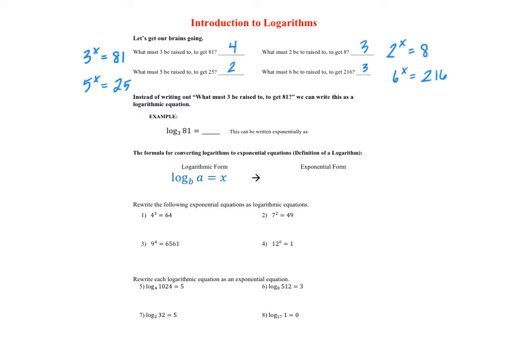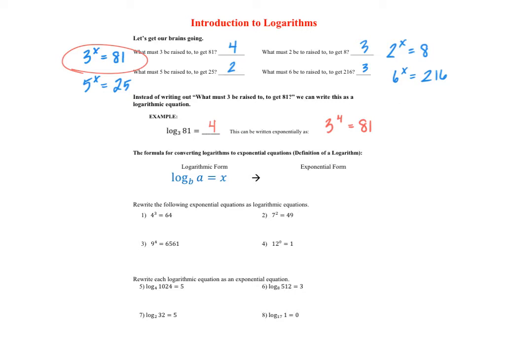Now, instead of writing out what must 3 be raised to get 81, we could write this expression as a logarithmic equation. Let's think about this equation I wrote up here. The answer here is going to actually be 4. Well, how does that make sense? How do I write this exponentially? I wrote over here 3 to the what equals 81. Well, I know that 3 to the fourth equals 81. So that means that these equations have to be equivalent.